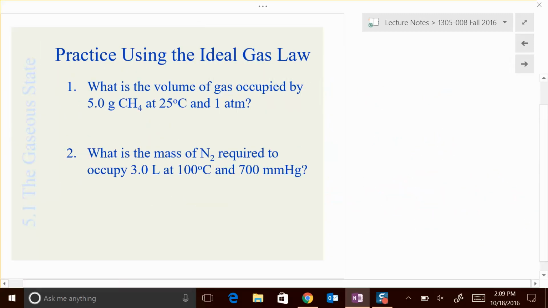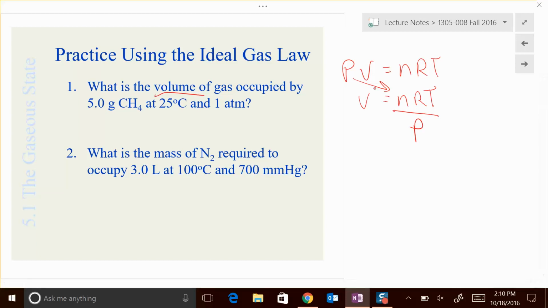Okay? So let's practice using it. What is the volume of gas occupied by 5 grams of methane at 25 degrees Celsius and 1 atmosphere? Okay, what do I want to solve for here? Volume. PV equals nRT, V equals nRT over P. I just bring P down, right? Volume equals nRT over P. So, volume equals n. What is n? Okay? So what do I put there?